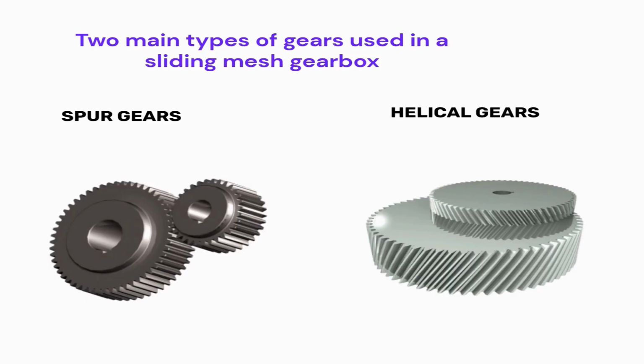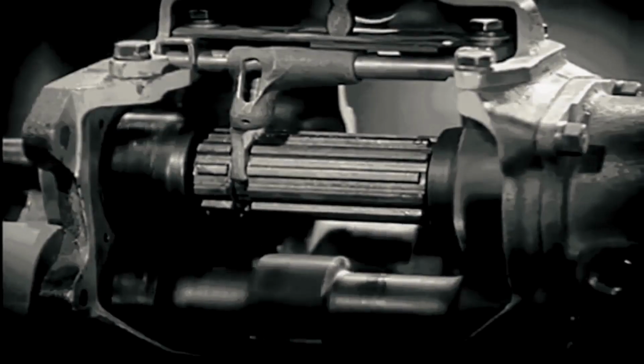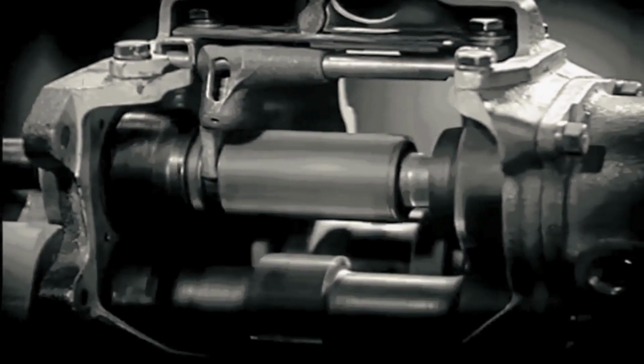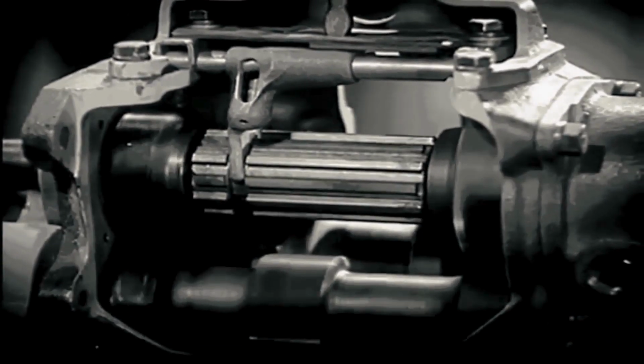Helical gears. The teeth of these gears are angled, allowing smoother engagement, quieter operation, and a higher load carrying capacity compared to spur gears. The gear lever is operated by the driver to slide the gears along the main shaft, allowing the selection of the desired gear ratio for different driving conditions.